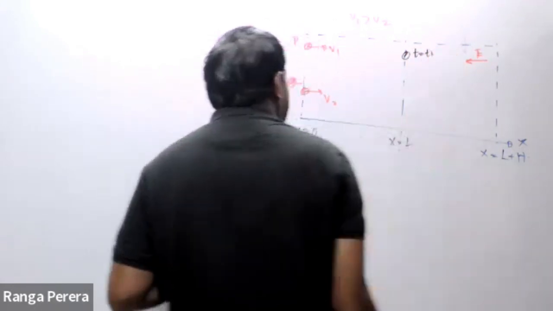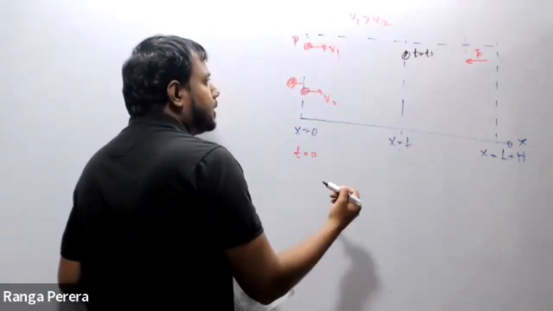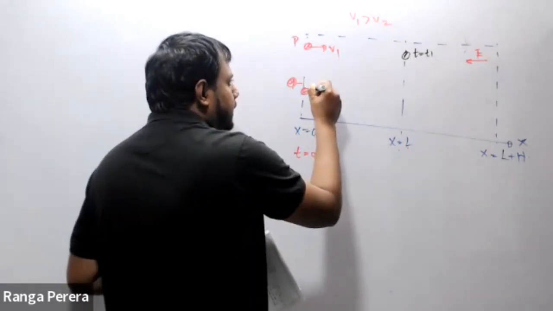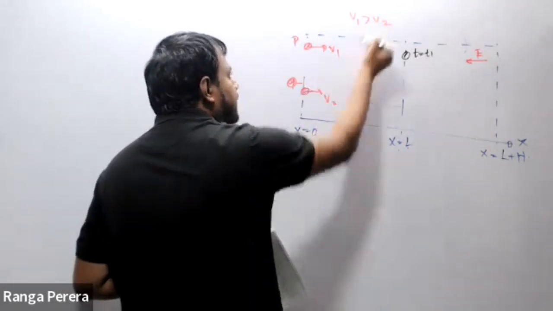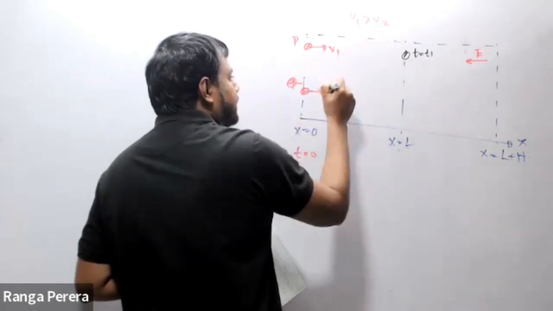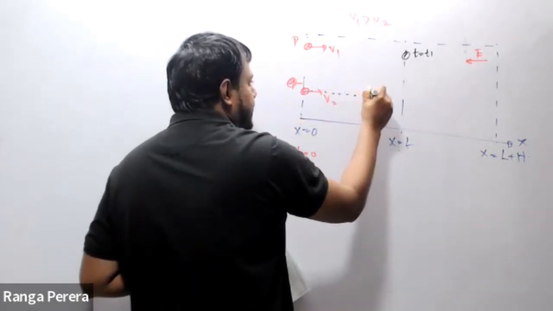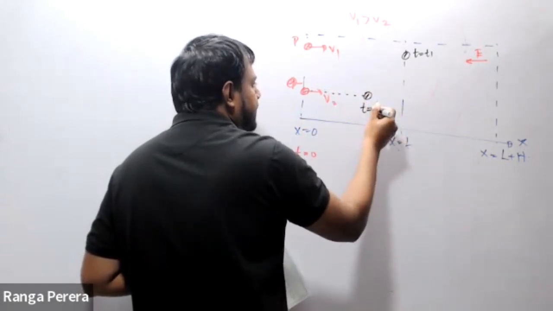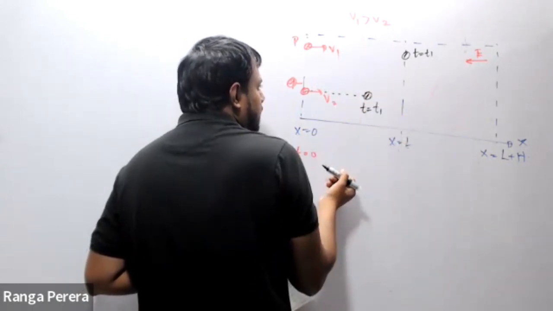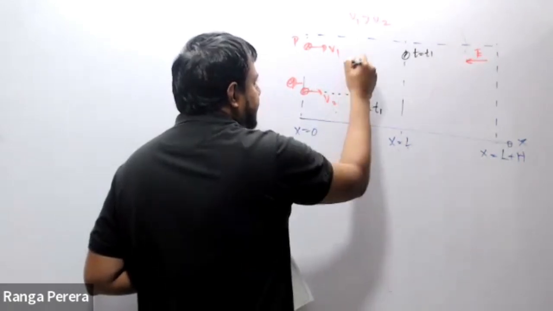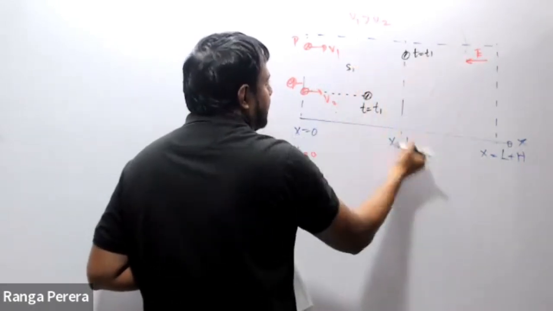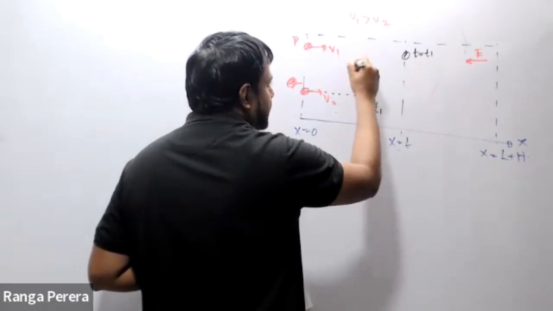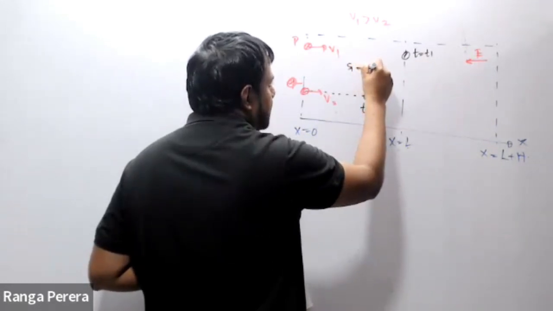At t equals t1, remember, the other particle has a velocity less than that, so definitely it can't reach this location within the same time frame. It can reach only up to this level. Let's say the distance is s1. Actually it is capital L. S1 is capital L.